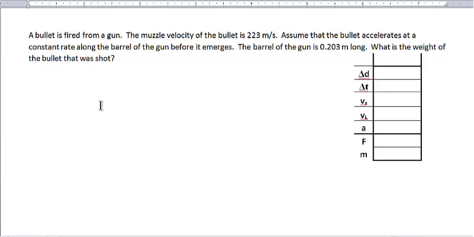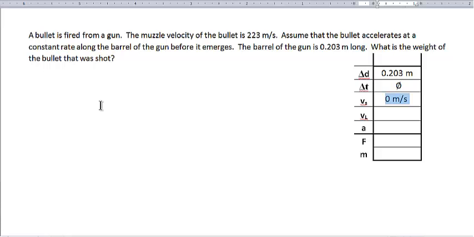Let's fill out our kinematic charts. The distance, again, we're looking at this problem while the bullet is inside the barrel. After it leaves the barrel, it's in free fall. That's a great kinematics problem, but not one for here. So the distance it travels in the barrel is 0.203 meters. Well, we weren't told anything about time, and we don't care anything about time in this case. So that's don't know, don't care.